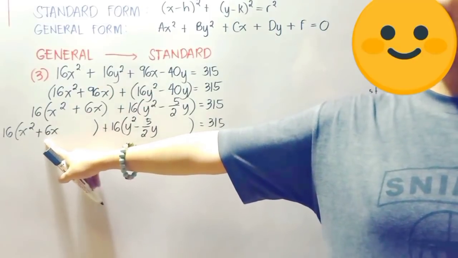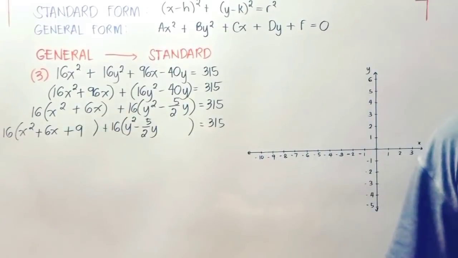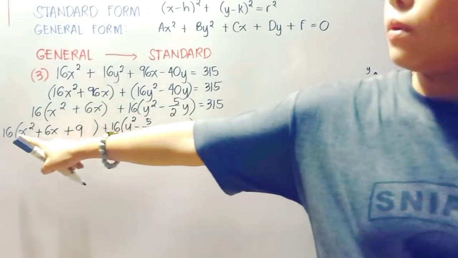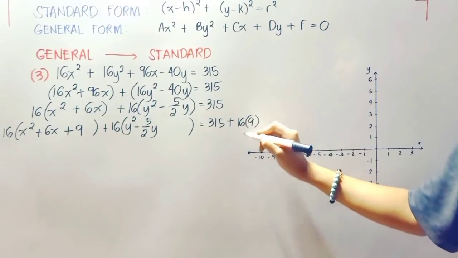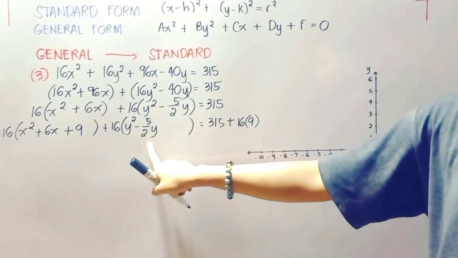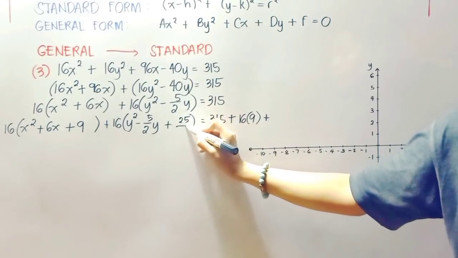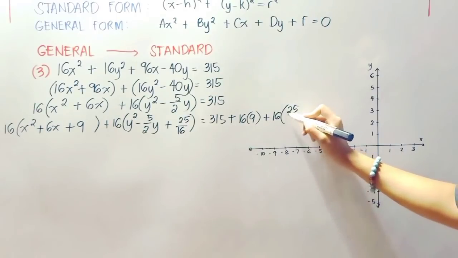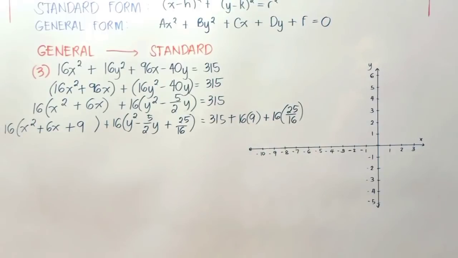The constant here is 6 divided by 2, which is 3, and 3 squared is 9. Also write it on the other side. But remember, there's 16 outside, so we have to add 16 times 9. Now in here, input in your calculator negative 5 halves divided by 2, squared. It will give us 25 over 16. Again, there's a presence of 16 outside, so we'll do it also on the right side.